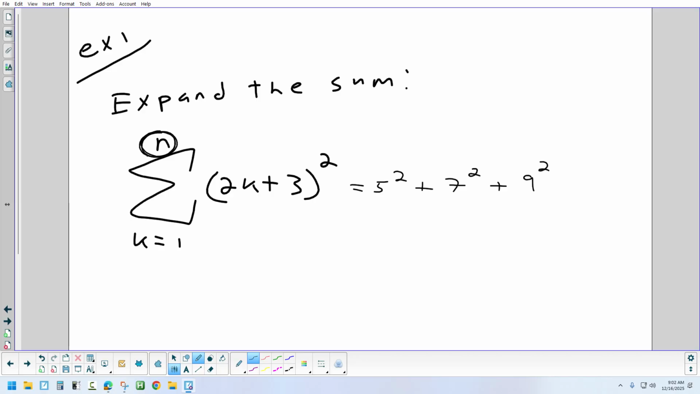Now, there could be a bunch more terms. I don't know how many more. But now we're going to plug in the last thing for k. What's the last thing that we plug in for k?